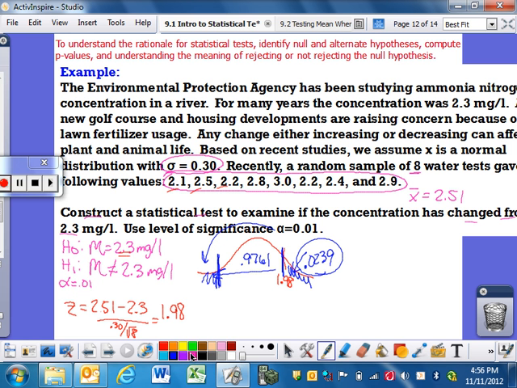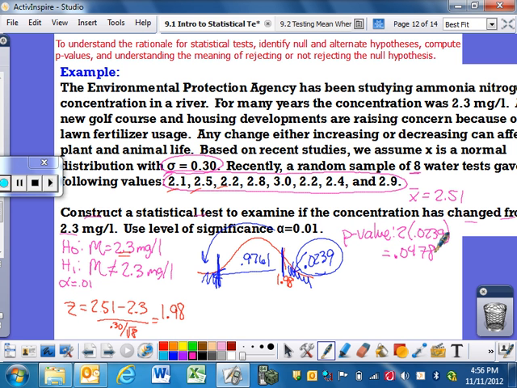Okay? So what we need to do is just to find our p-value. The only time you have to multiply by 2 is if it's not equal to, if I want both tails. So I'm going to go 2 times 0.0239. And that gives me a p-value of 0.0478. Alright?